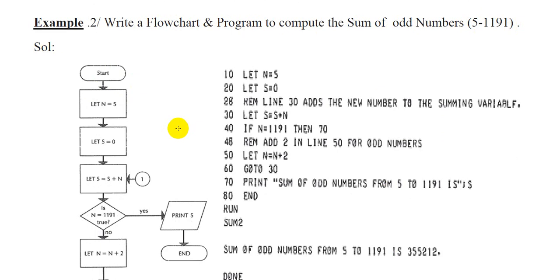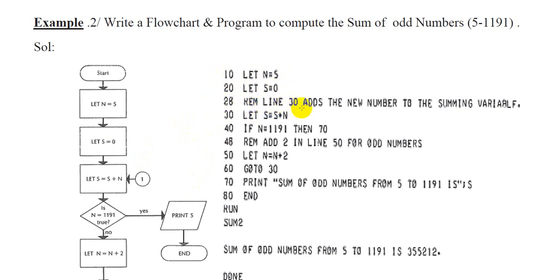We just have to commence with the source code representation, right into the program, and as well into the flowchart of the program. In line 10, the let command is given in the form of n equals 5. In line 20, the let command is given as s equal to the indicated amount, as you can see.